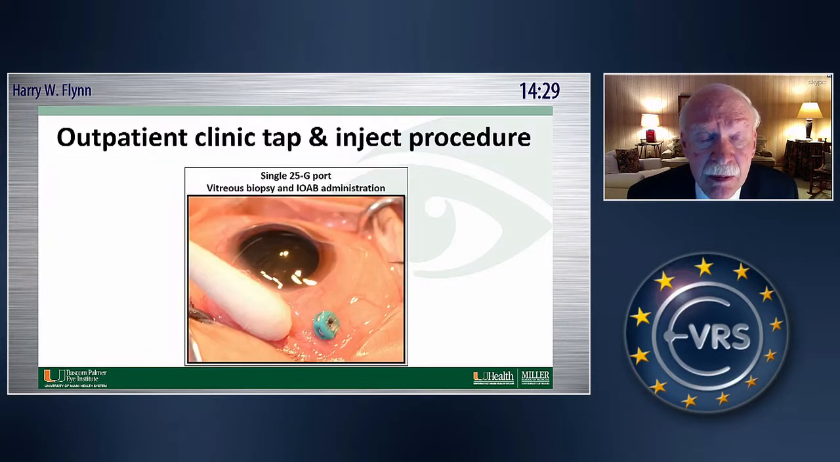Next slide. A new alternative for tap and inject is to place the 6 millimeter cannula of a 25 gauge system into the pars plana and use that for aspiration. This is a technique we have tried, and it does allow more control without multiple needle entries for the injection of antibiotics and for the tap of the vitreous cavity. Next slide, please.